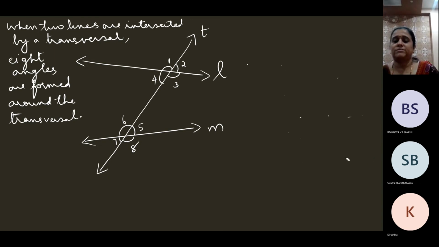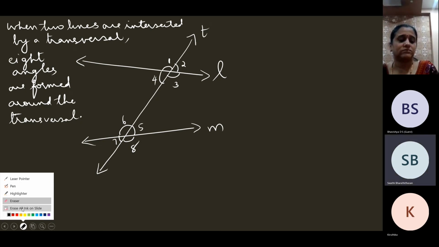So that's about it. First, we spoke about interior angles and exterior angles. They are individual angles. Then we spoke about alternate interior angles, alternate exterior angles, corresponding angles, and allied angles, which are all pairs of angles. Interior angles and exterior angles are individual angles. Is that clear? Yes, ma'am.